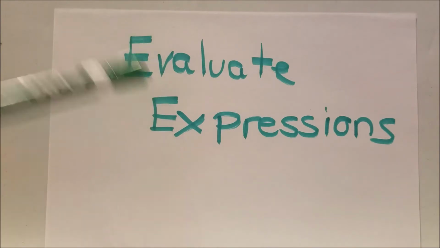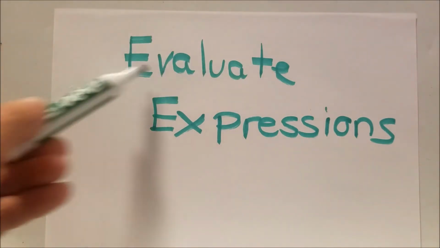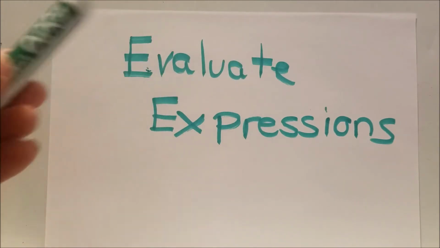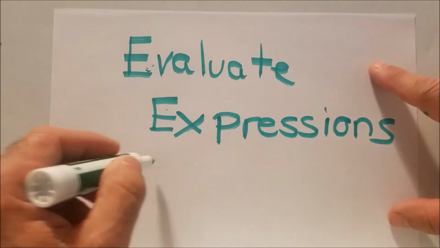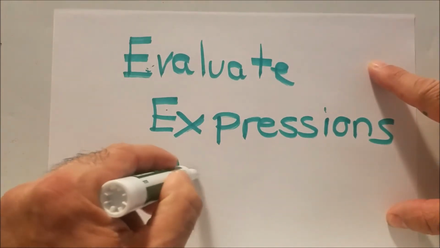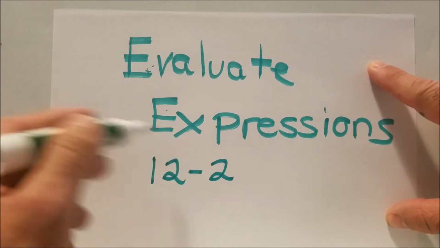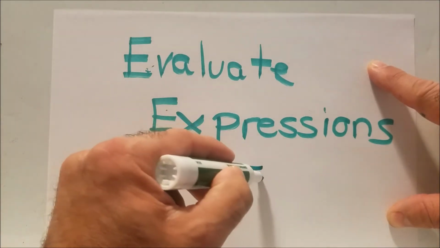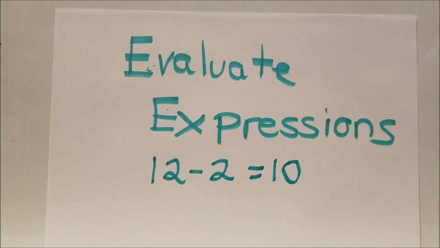Evaluate expressions. All evaluate means is find the answer to. It's when we put an equal sign to an expression. So let's just go over something. If I said 12 minus 2, that's an expression. If we wanted to evaluate that, we just put an equal sign, and there it is. We just evaluated it. We found the answer.